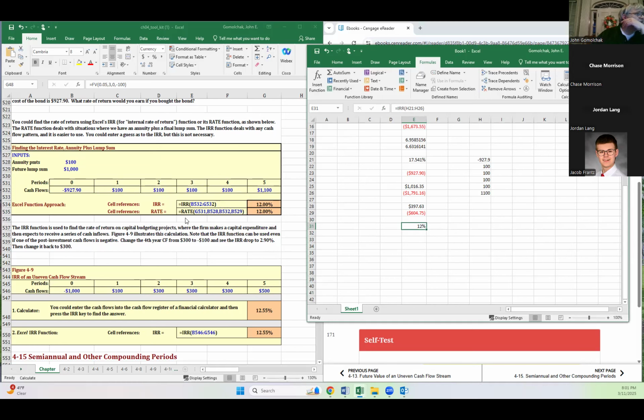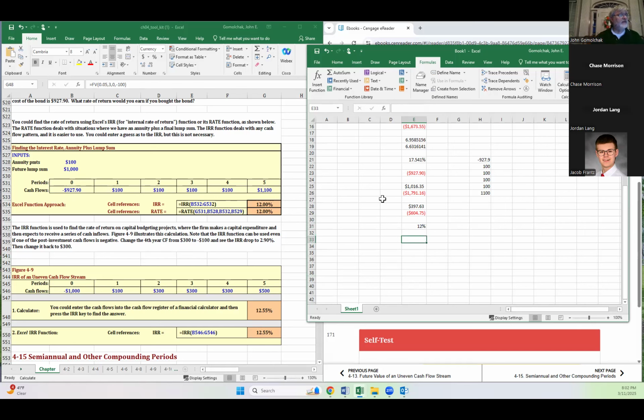We could also do rate, but then what would we be doing? We'd be doing the number of periods, G31. B528 would be the $100 annuity payments. B532 is the amount that we paid. B529 is the $1,000 lump sum. So we could do that if you want.